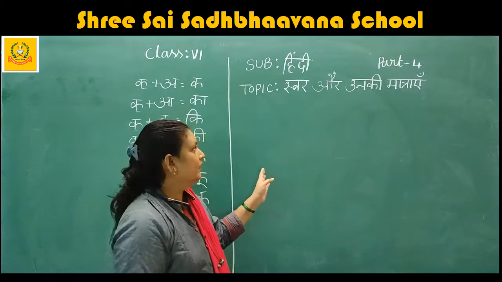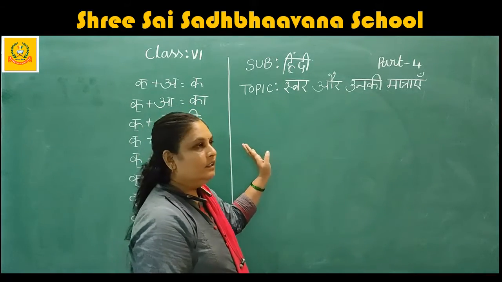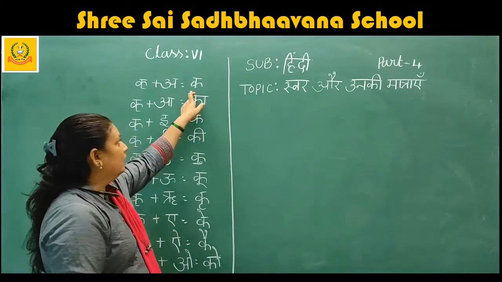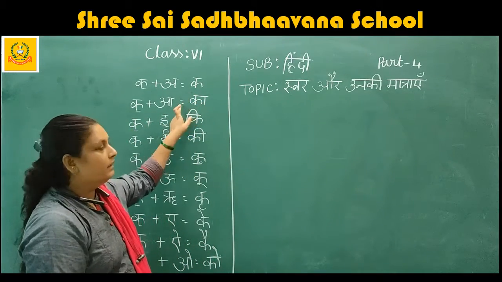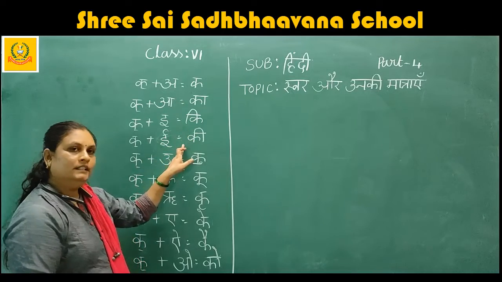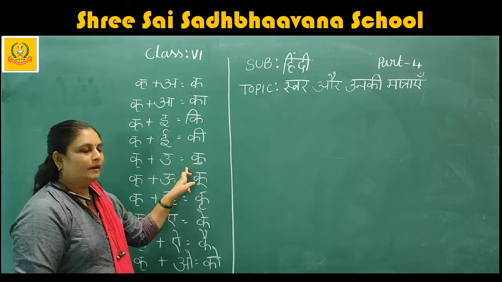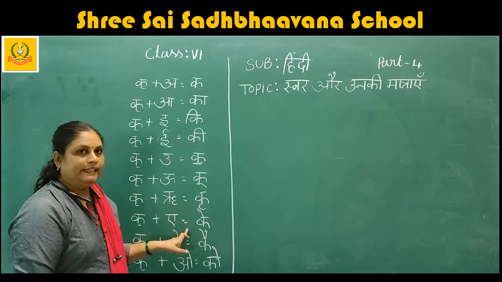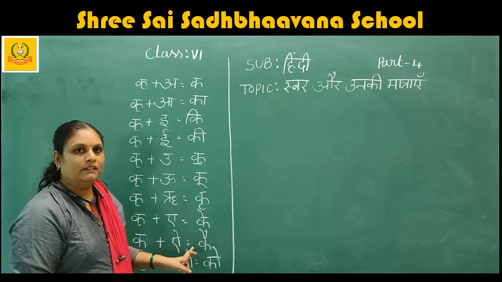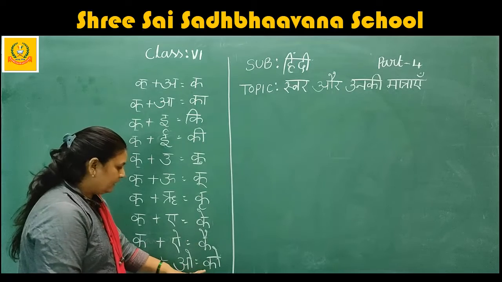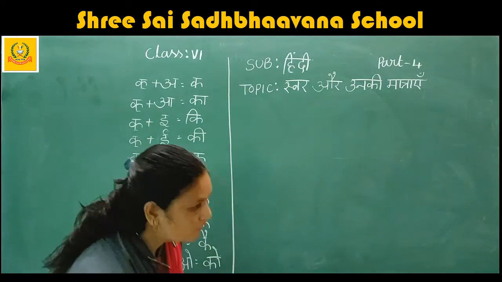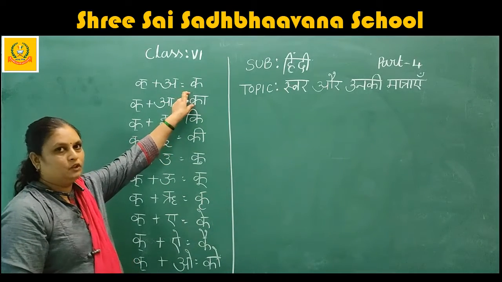Today we are going to learn another matra. In the last class, we learned ka, aki matra, choti iki matra, badi iki matra, choti uki matra, badi uki matra, ruki matra, eki matra and aiki matra. Now the next matra is oki matra. I hope you know these words also, in the aki matra, meaning without matra words.